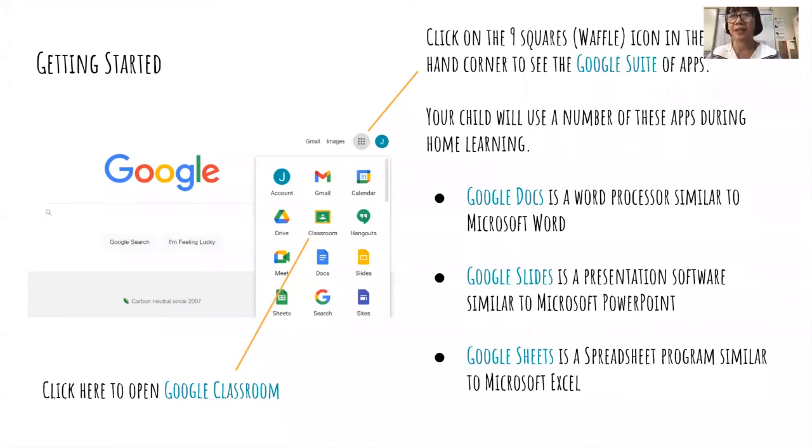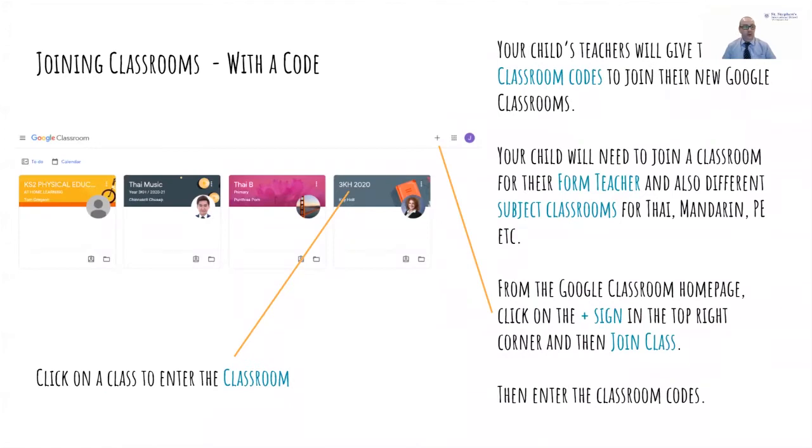Classroom is there to select. And when they log on to Google Classroom, all of the different classrooms will appear. So they have their main teaching classroom. If they have a PE classroom, Thai music, Thai B, or Mandarin classroom, they can click into the classroom for the lesson they will be doing.